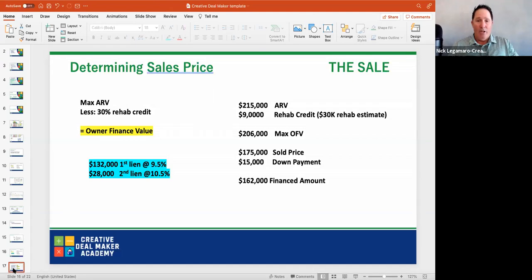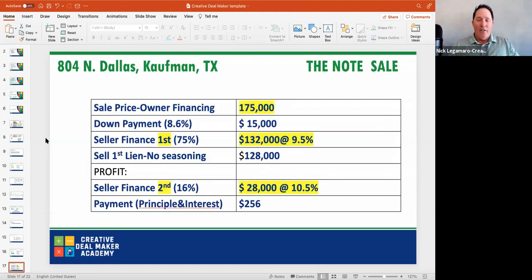Okay. Well, here it is right here. So first, we have to sell the note. And when I say sell the first note, I'm talking about the first lien. Remember, we wrote that at about 75% at $132,000. I'm going to sell this first lien at $128,000 with no seasoning. I actually already had it sold to one of my buyers of notes before I even closed on it with my buyer.